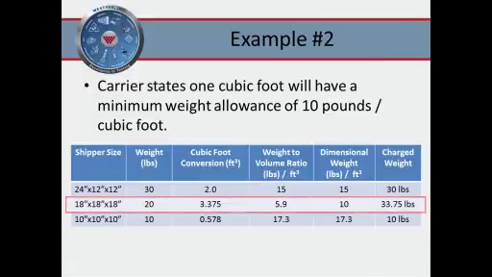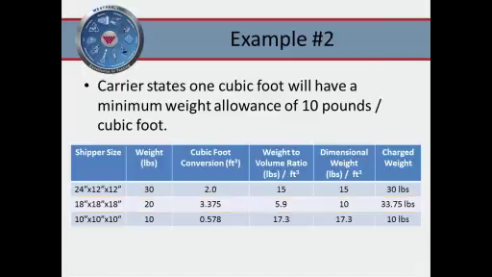Second example here, we have an 18 by 18 by 18 box that weighs 20 pounds. When you do all the conversions, it ends up being 5.9 pounds per cubic foot. 5.9 pounds per cubic foot is less than 10 pounds per cubic foot, so you're going to be charged 10 pounds per cubic foot. So your charged weight will be 33.75 pounds.